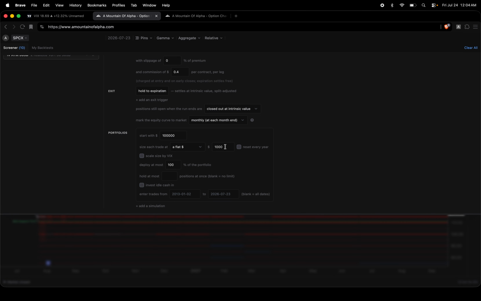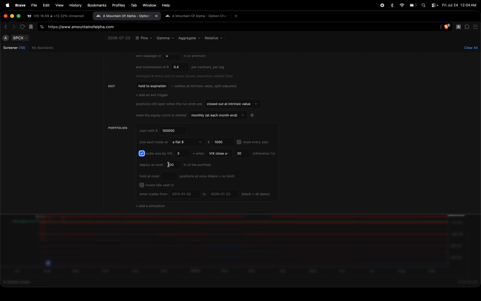Now, that's probably going to skew things because by the time the portfolio gets to COVID, you're only allocating $1,000 when your portfolio is probably $5 million. And so COVID's not really going to impact the drawdown, right? And we can maybe do a 3x when VIX is over 30. We're going to deploy 100%.